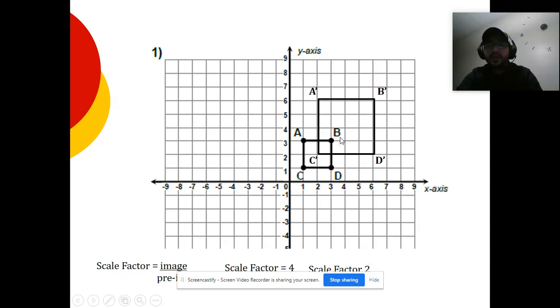Okay, another way you can do it is with the coordinates. Like this coordinate, coordinate C is (1, 1), and this one is (2, 2). So it will be the image divided by the pre-image, so 2 divided by 1 is 2. So the scale factor, you can find it with the coordinates or with the length of the sides, just dividing the image by the pre-image.